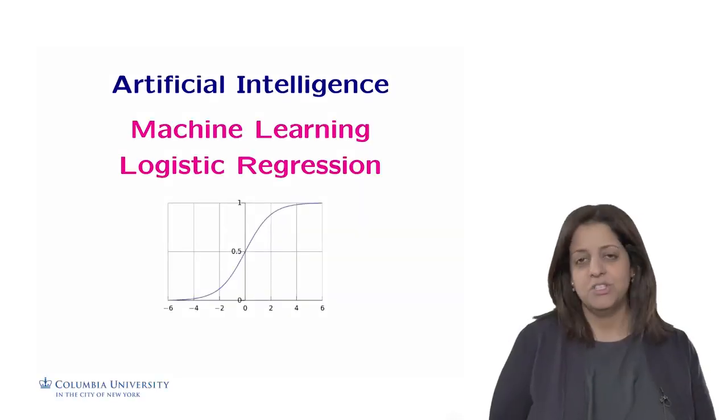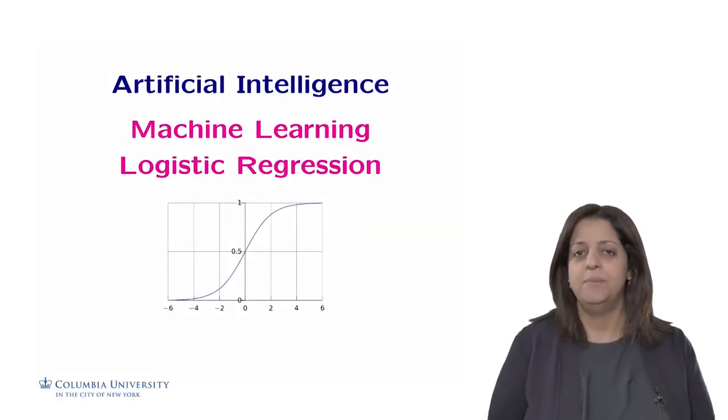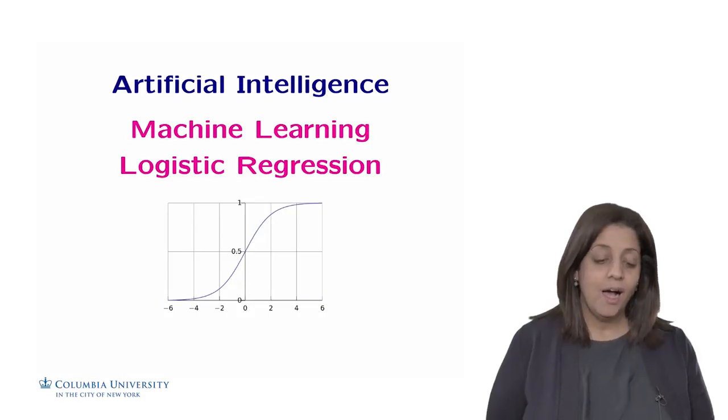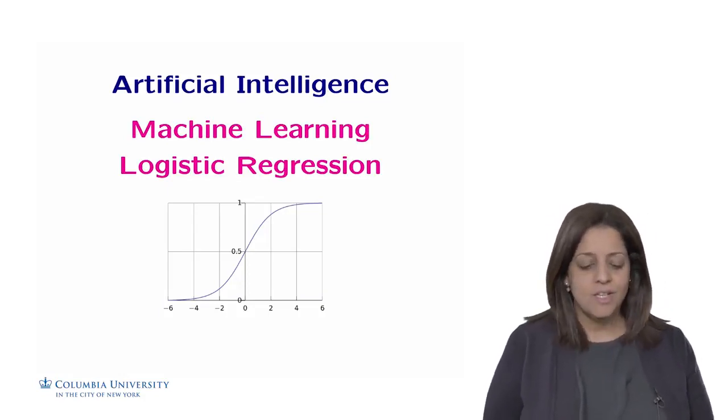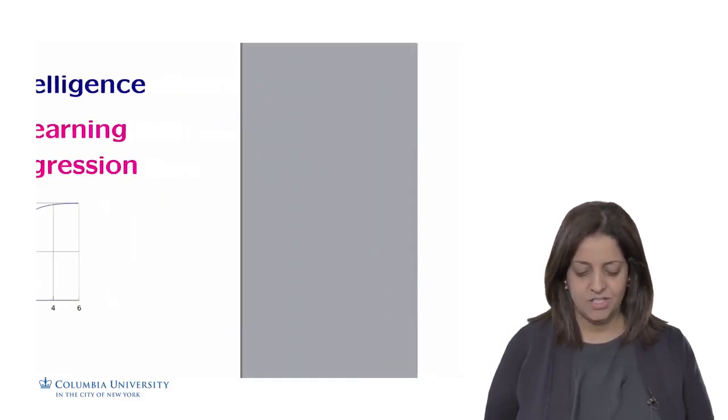I will talk now about logistic regression, which is a method that we find in both statistics and machine learning. Logistic regression is actually not a regression method, it's a classification method. So I thought it's worth giving you the idea of logistic regression and how it works for classification.